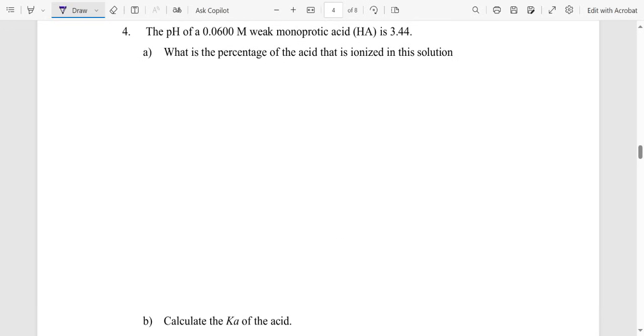Number 4 is saying the pH of a 0.06 molar weak monoprotic acid is 3.44. What is the percentage of the acid that is ionized? So for you to be able to work out this question, you've been given the monoprotic acid HA. Monoprotic just means that it has got one hydrogen, as you can see. When it dissociates, you are going to have hydrogen ion plus A minus.